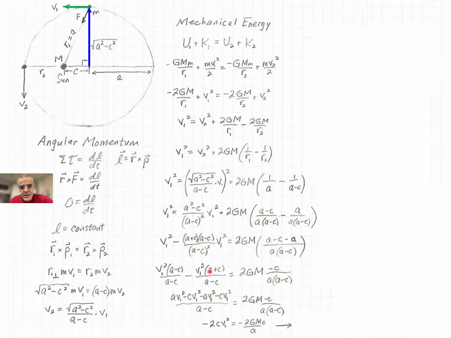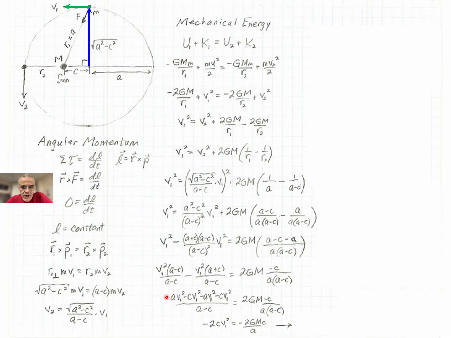Over here, now I need another common denominator. So I canceled one of my A minus C's on the V1 squared term. But then to get a common denominator, I took this V1 squared and I created a common denominator. And then combine those to get this result. And notice I have A minus C on both sides. So A minus C cancels. Wow, that's nice.